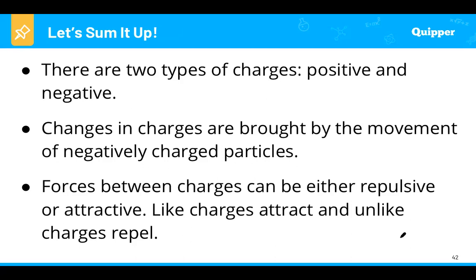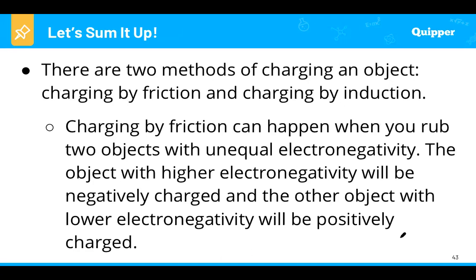Okay? Forces between charges can be either repulsive or attractive. Like charges repel, and unlike charges attract. There are 2 methods of charging an object, charging by friction and charging by induction. Charging by friction can happen when you rub 2 objects with unequal electronegativity. Okay, for example, yung isa meron siyang 5 electrons, yung isa may 4 electrons, so pwede mo siyang i-rub. Okay? And the object with higher electronegativity will be negatively charged. Kung saan yung mas maraming electrons, yun ay magiging negatively charged. Okay? And the other object with lower electronegativity will be positively charged.